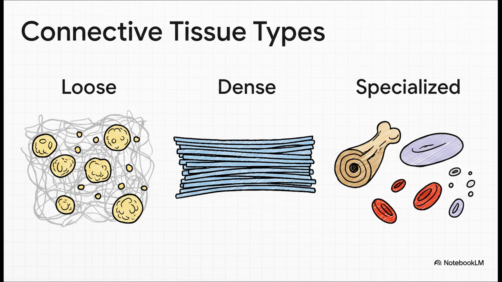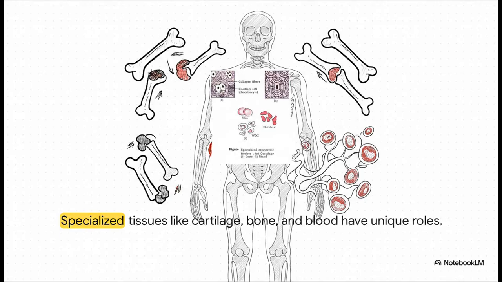But believe it or not, its diversity doesn't even stop there. Okay, this is where it gets really, really interesting. So specialized connective tissue includes things you'd totally expect, like the firm cartilage in your joints and the solid bone that makes up your skeleton. But it also includes something you would probably not expect: blood.